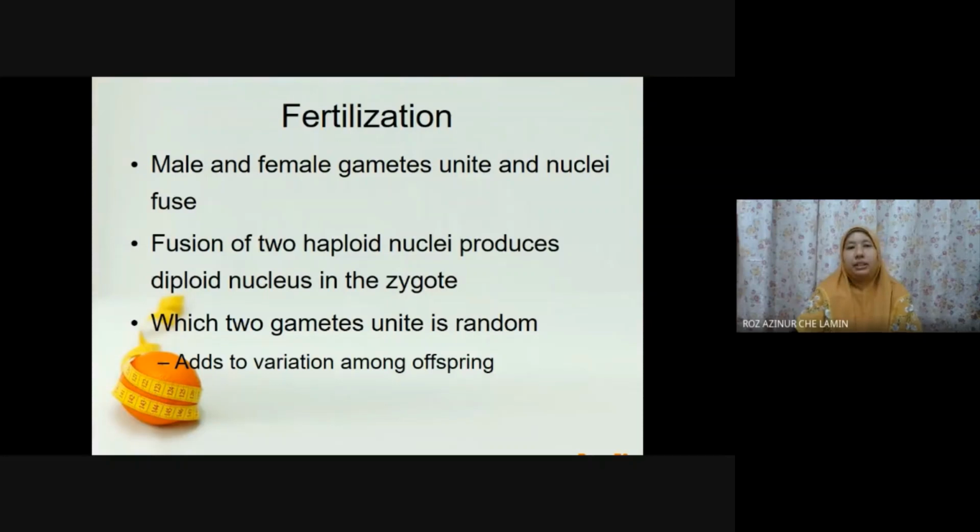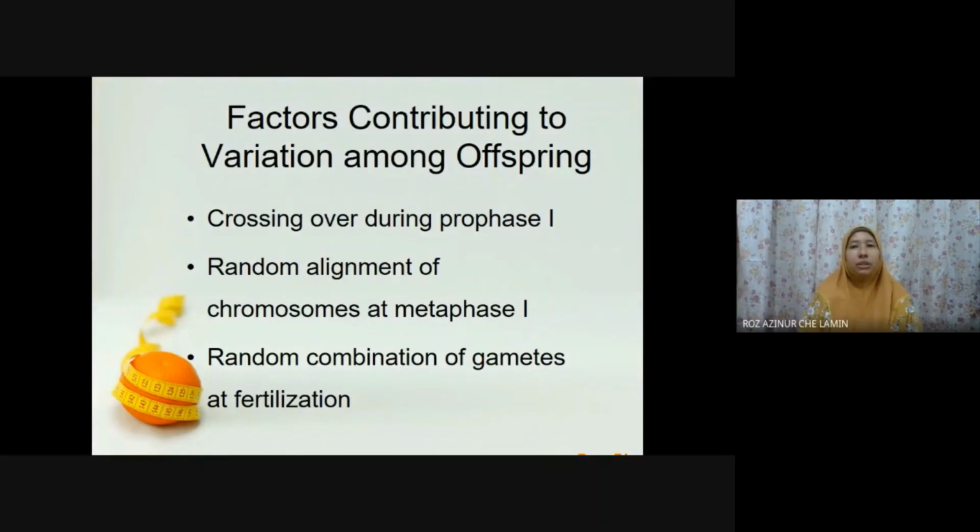Lastly is the fertilization process. Male and female gametes unite and the nuclei fuse. Fusion of two haploid nuclei produces a diploid nucleus in the zygote. That the two gametes unite randomly adds to the variation among the offspring. The factors contributing to variation among offspring that you have to remember are, first, the crossing over during prophase 1, second, random alignment of chromosomes at metaphase 1, and third, random combination of gametes at fertilization.